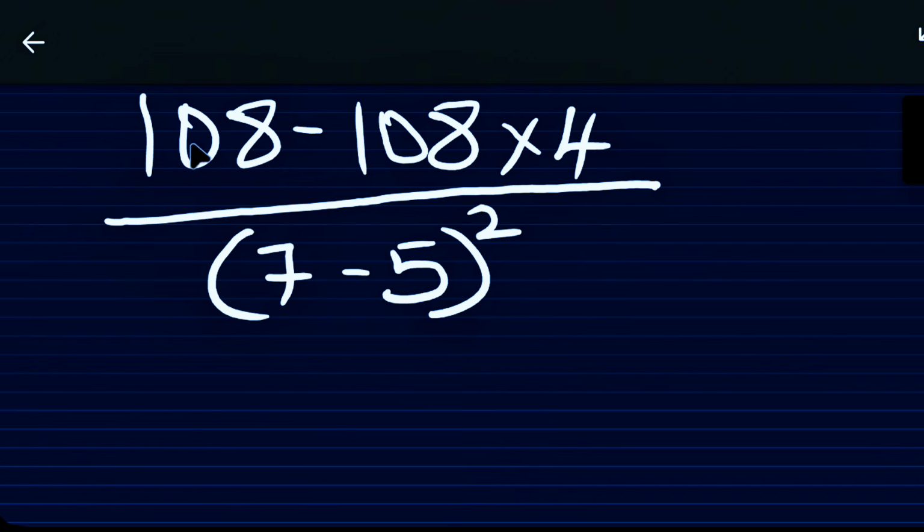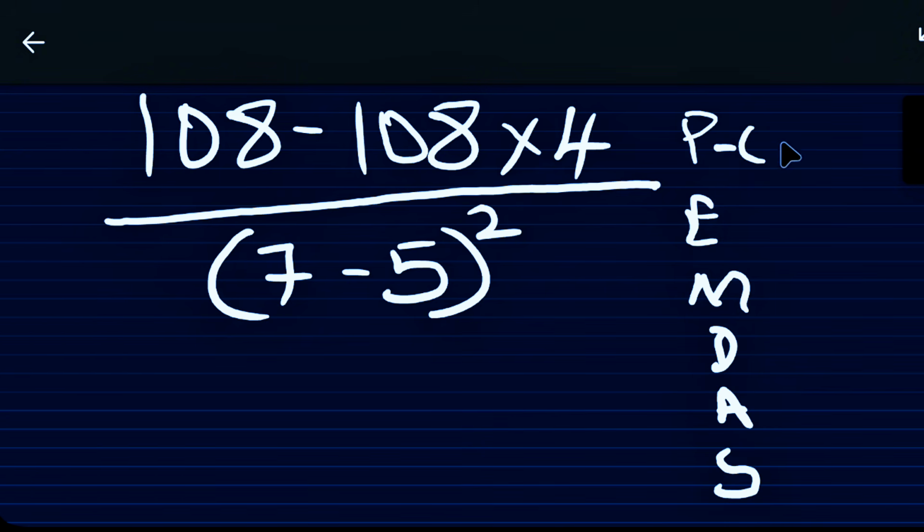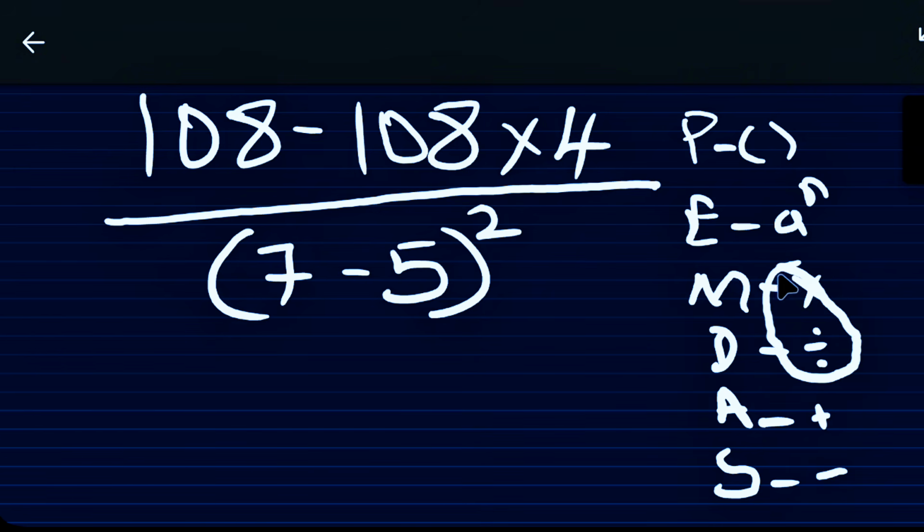Now let's look into the expression 108 minus 108 times 4 divided by (7 minus 5) all squared. Now for you to solve this particular question in the right way, you have to use the order of operation, which is PEMDAS. Where P is parentheses, E is exponent, M is multiplication, D is division, A is addition, and S is subtraction.